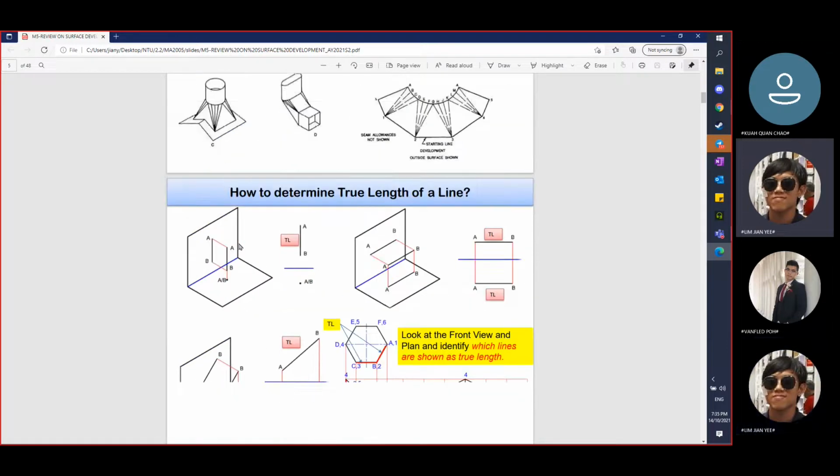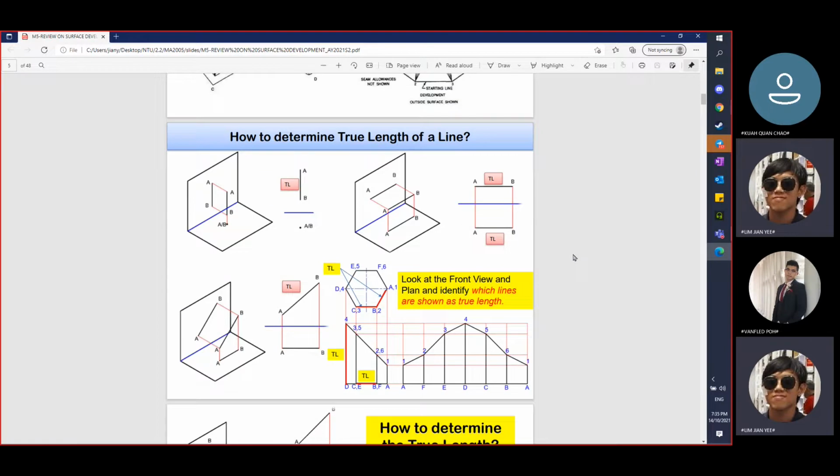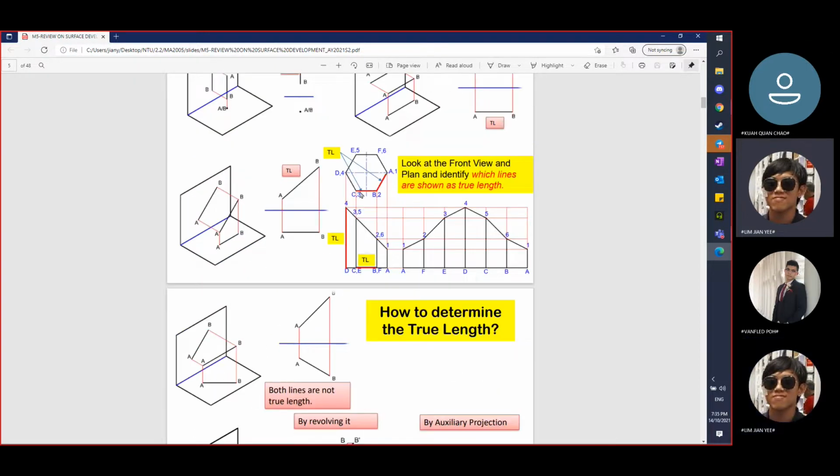As you know from your M3, how do you determine the true length of a line? Well, for the true length of a line, you need to reflect it along a reference line. Then you get the true length here. Similar to this, these two are true lengths. Actually, everything here is true length.